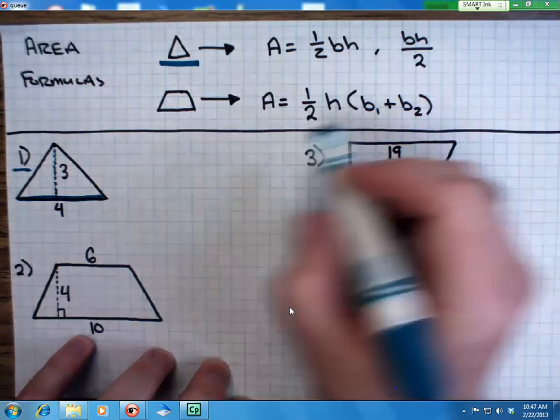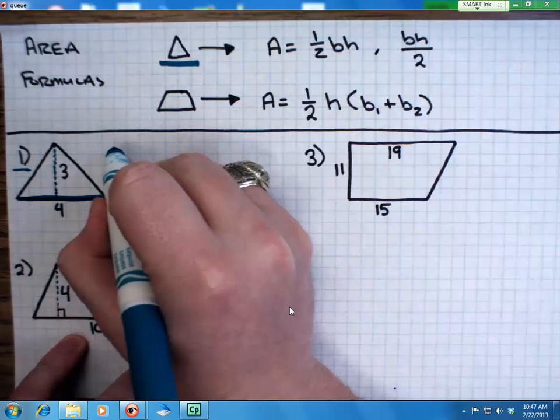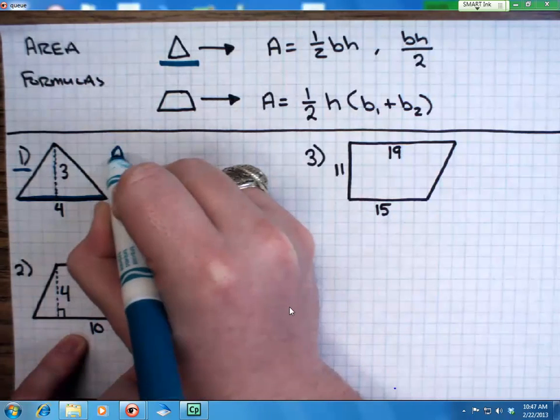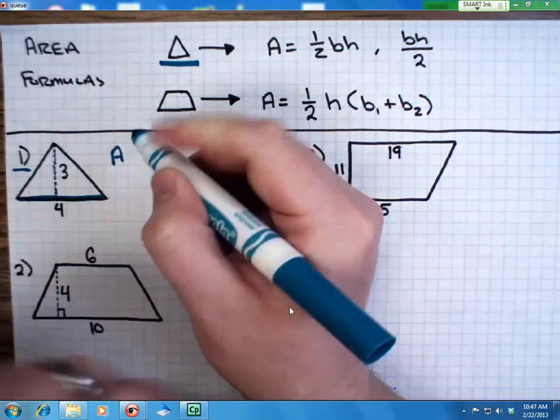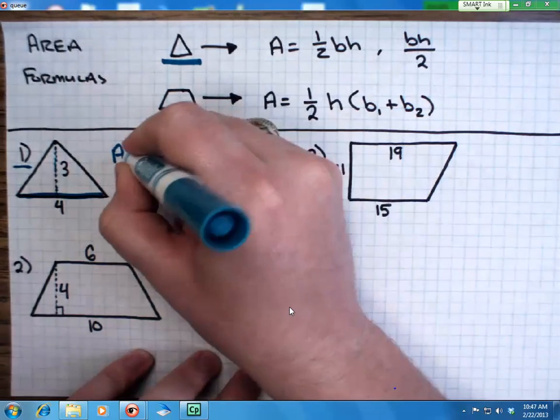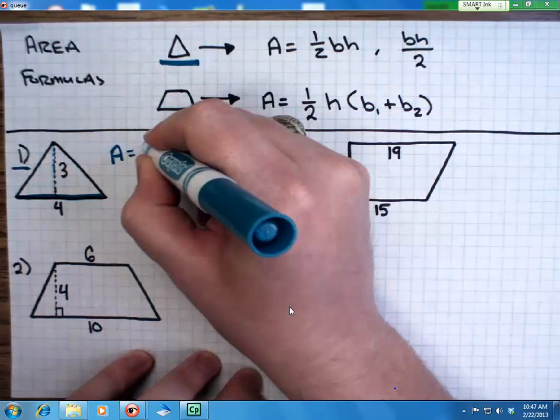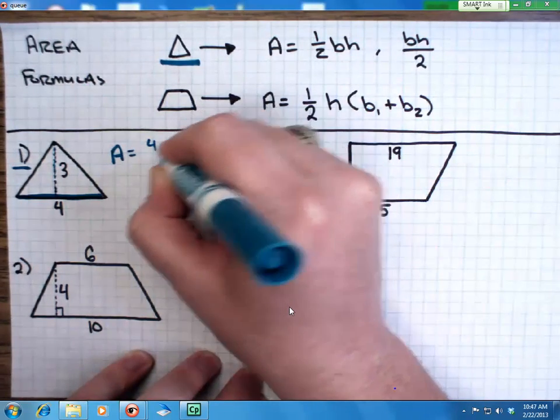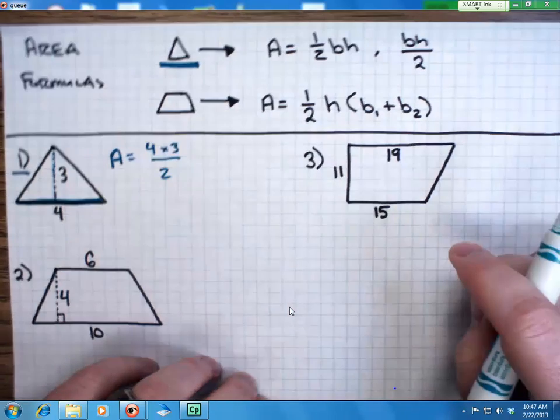Okay, so we need to plug our numbers into our formula. Okay, and I'll use the base times height divided by 2. So I'm going to have our base, which is 4, our height, which is 3, and then we're going to divide all that by 2.